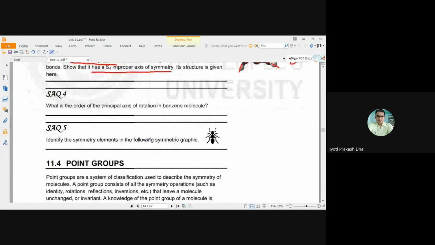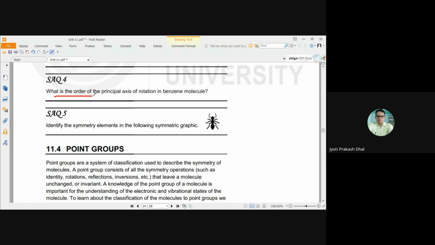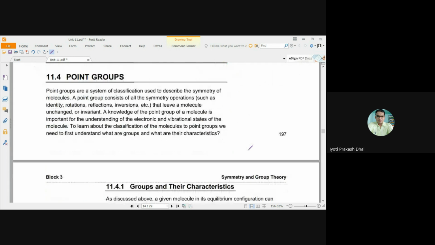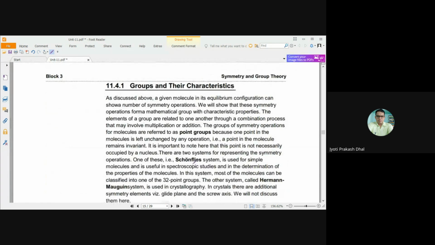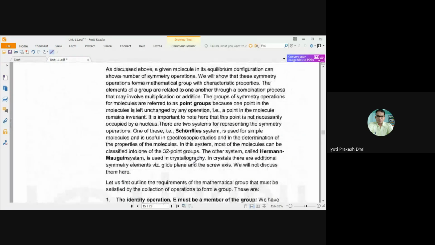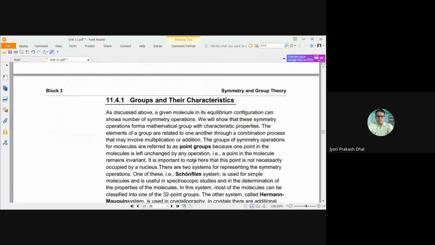And then, what is the order of the principal axis of rotation in the case of the benzene molecule? And identify the symmetry element of the following symmetric graphic. So here you have to find out which type of symmetry elements are there for this graphic. And this is about the symmetry elements. And after that, the next part is point groups. So here we'll discuss the point group.